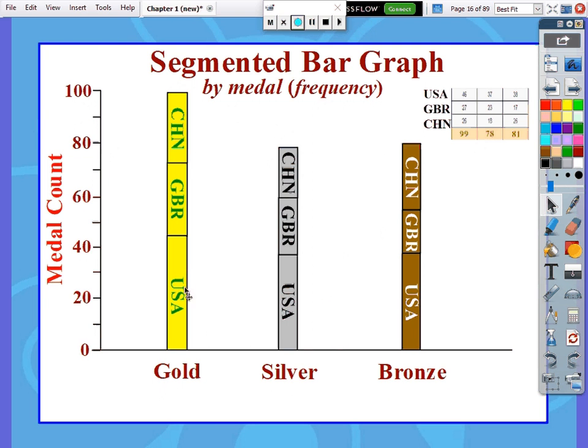Now, does it matter which country is on the bottom, which country is in the middle, which country is on top? Absolutely not. It's really up to you how you want to organize those. Could you mix up the countries from one bar to the next bar? Sure, if you really wanted to, but it kind of screws around with your mind if you start doing that. So I would try to be consistent. So I just put China on the top, Great Britain in the middle, and US all on the bottom.